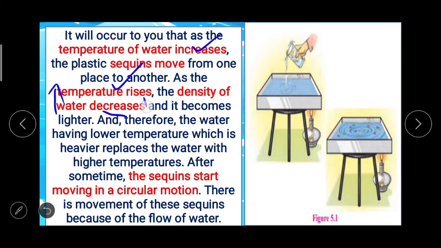Temperature increases, density decreases, and the water becomes lighter, and therefore the water having low temperature, which is heavier, replaces the water with higher temperature. After some time, the sequins start moving in a circular motion, like this, here you can see. In circular motion, there is movement of the sequins because of the flow of water.